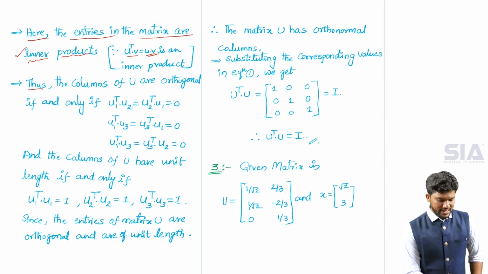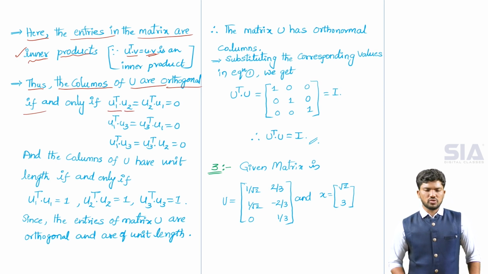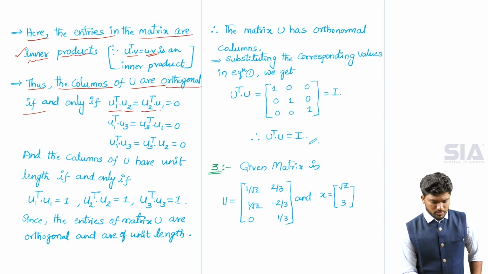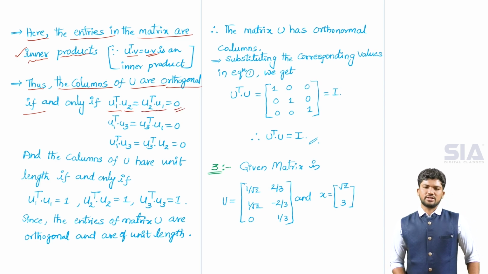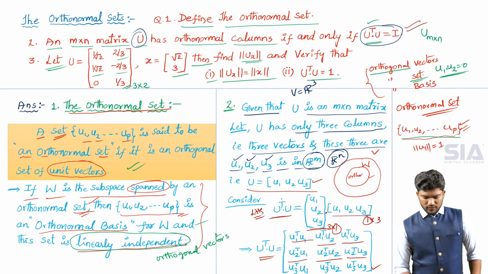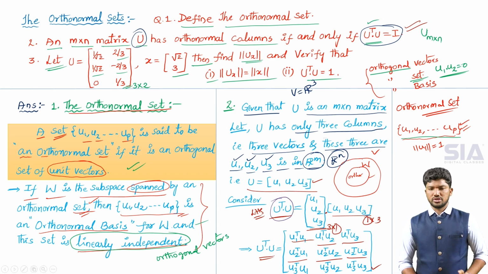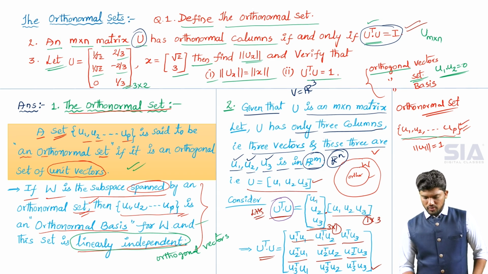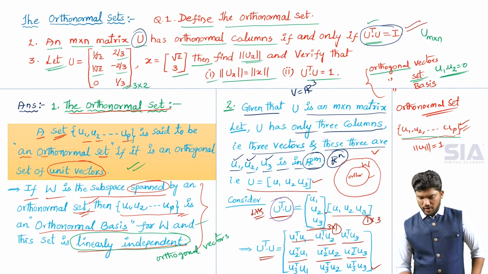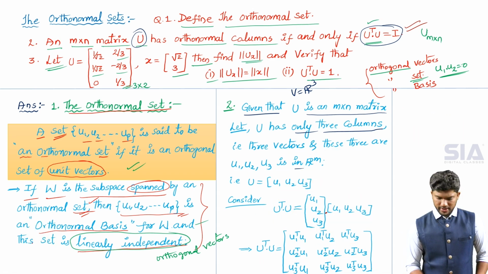So therefore, the columns of capital U are orthogonal if and only if U1 transpose into U2 is equal to U2 transpose into U1 is equal to 0. If you observe carefully, U1 transpose into U is there. If you apply the multiplication, observe carefully here.